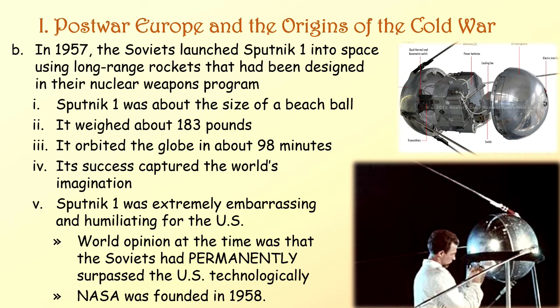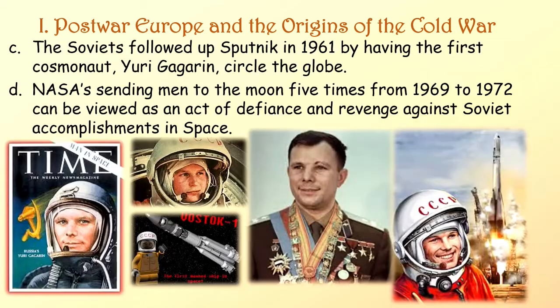And Sputnik 1 was extremely embarrassing and humiliating for the U.S. World opinion at the time was that the Soviets had permanently surpassed the U.S. technologically. So NASA was founded in 1958. The Soviets followed up Sputnik in 1961 by having the first cosmonaut, Yuri Gagarin, circle the globe. NASA's sending men to the moon 5 times from 1969 to 1972 can be viewed as an act of defiance and revenge against Soviet accomplishments in space.